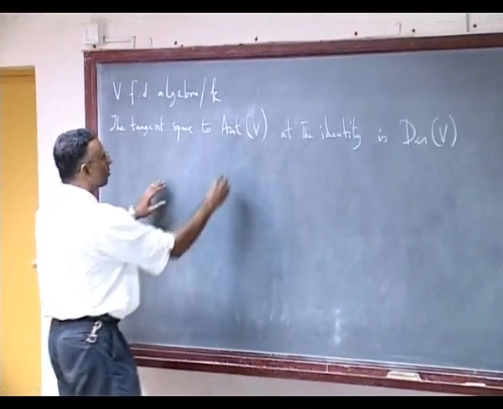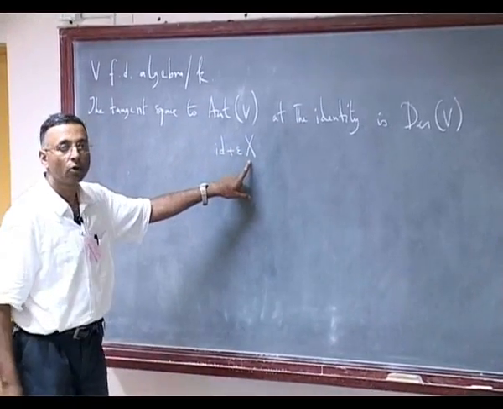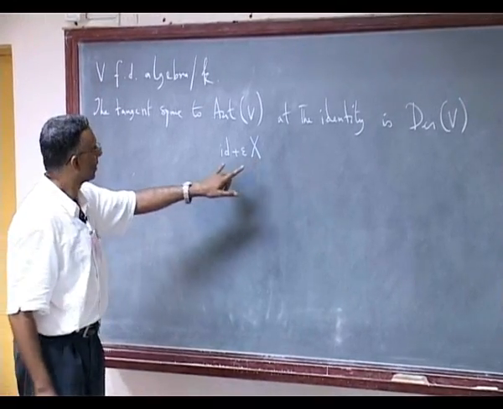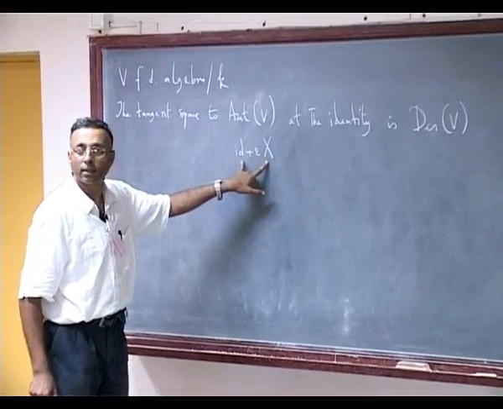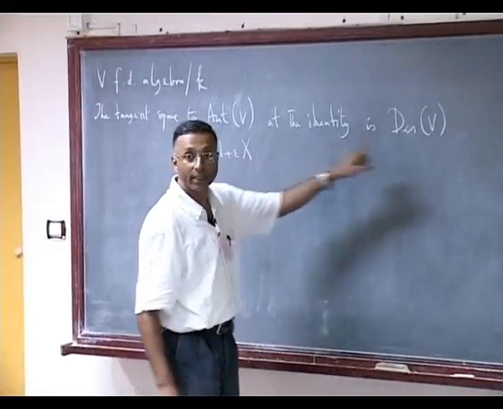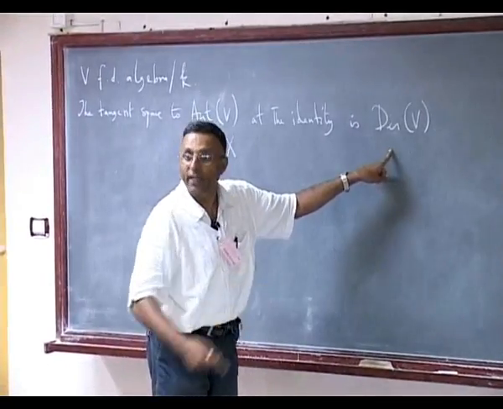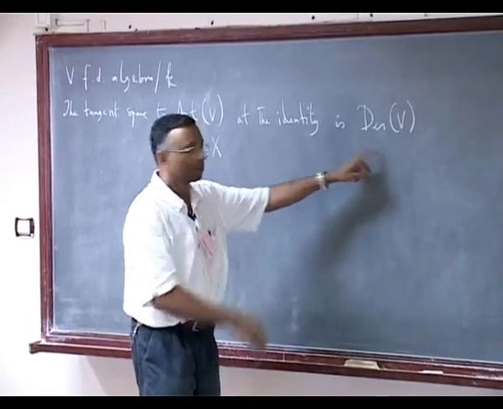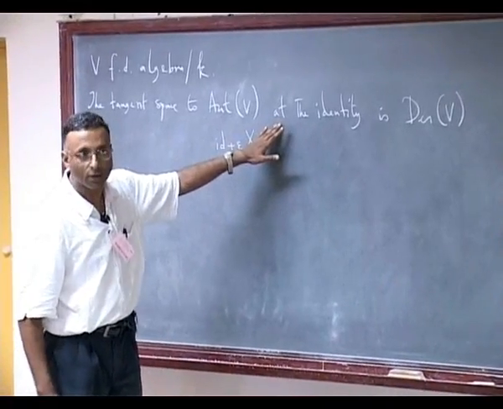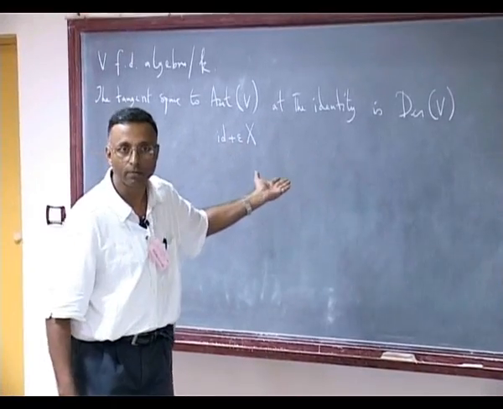So if you recall, I wrote identity plus epsilon x, where x denotes an element of the tangent space at the identity, and we wrote down the condition that this be an automorphism. And then obtained that x must be a derivation. Now that condition goes both ways. If x is a derivation, you can work backwards and show that this is an automorphism. So once you see what to do, this is almost a trivial calculation.